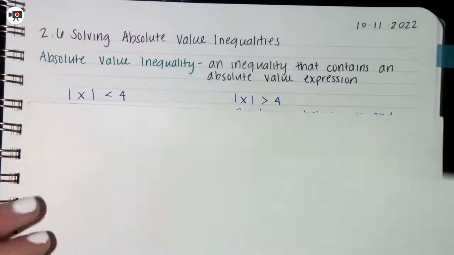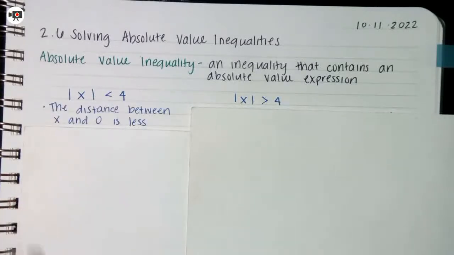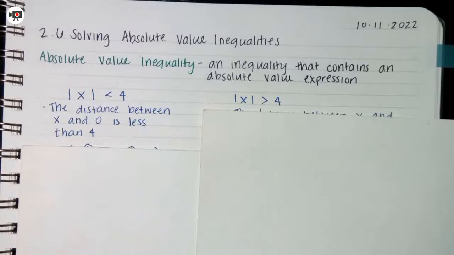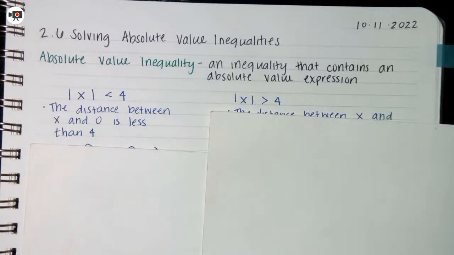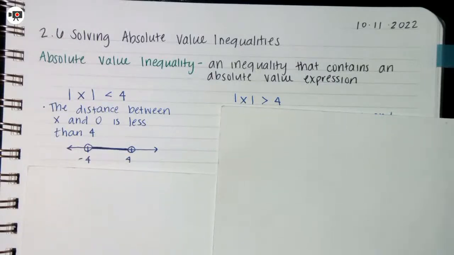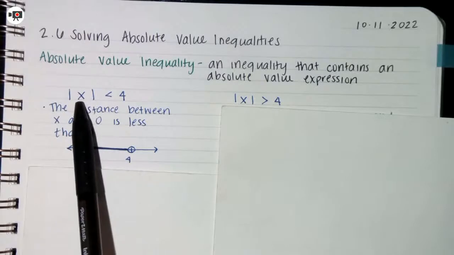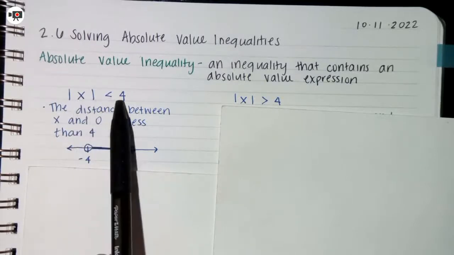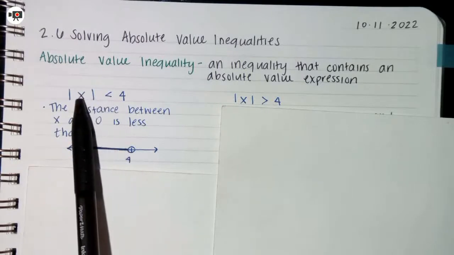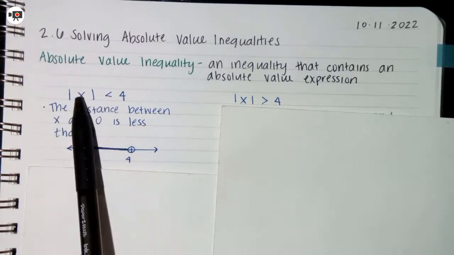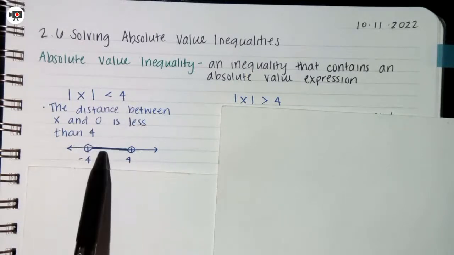So if we have absolute value of x is less than 4, that means the distance between x and 0 is less than 4. Remember, absolute values reflect a distance. So that means that if I have x is less than 4, so say if x is 3, absolute value of 3 is less than 4. So that's on this left side of 4. If absolute value of -3, that's still 3, that's less than 4. So that would be on the right side of the -4.